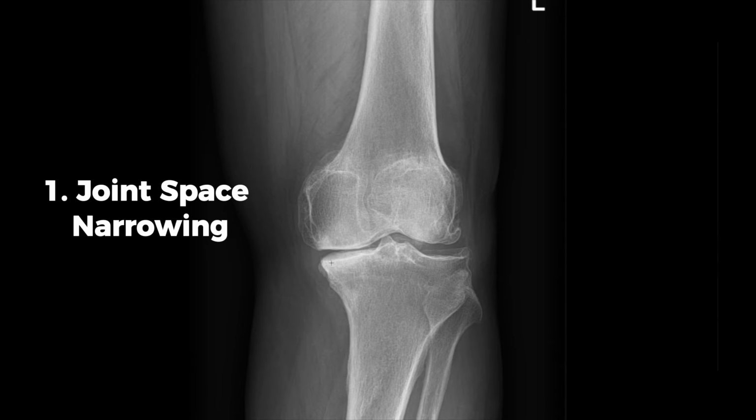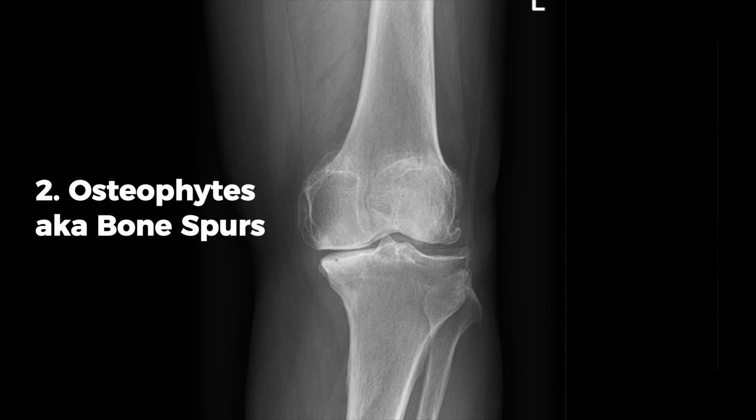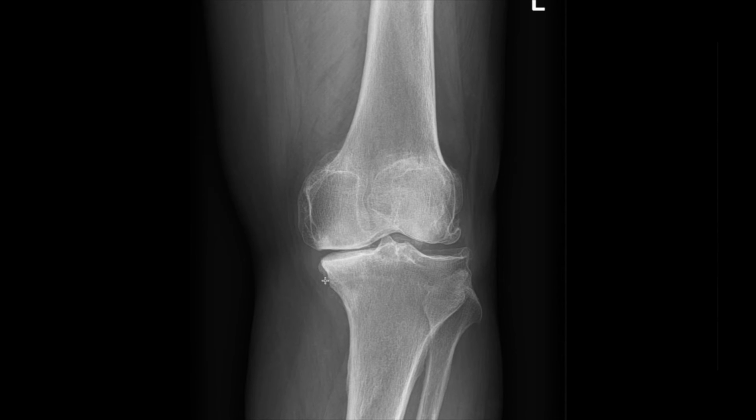Number 1 is joint space narrowing. Remember, the empty space between the femur and the tibia represents cartilage. As the cartilage wears down, the space narrows and the femur and tibia sit closer together. Number 2 is the development of rough bony changes on the edges of the bone, known as bone spurs or osteophytes. You can see these larger ones here in the lateral aspect of the knee, and these smaller ones here on the medial aspect of the knee.